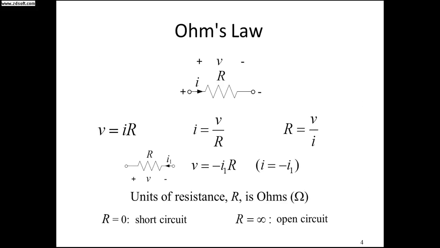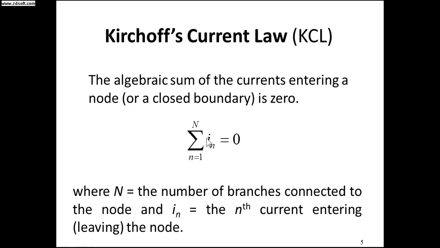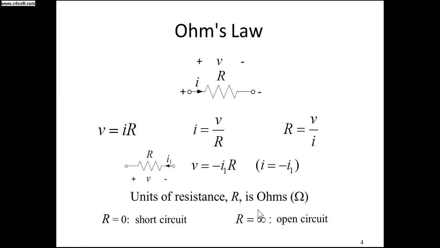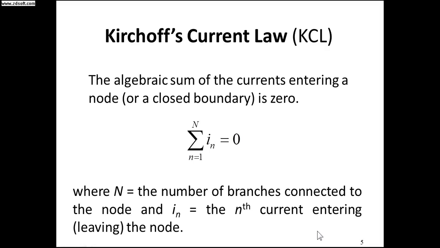As per Ohm's law, V is equal to I into R, where I is the current flowing through the resistance R, and V is the voltage appearing across the resistance R. You can also write the reverse forms: I is equal to V by R and R is equal to V by I. During a short circuit, the resistance is 0, and during an open circuit there is very high resistance, of infinite value.